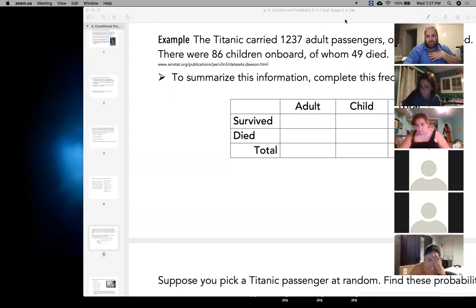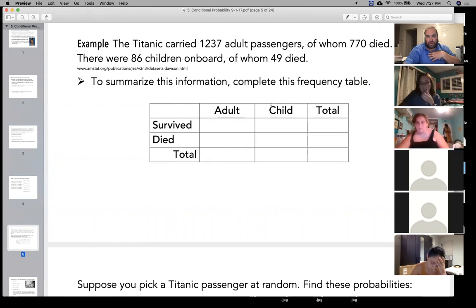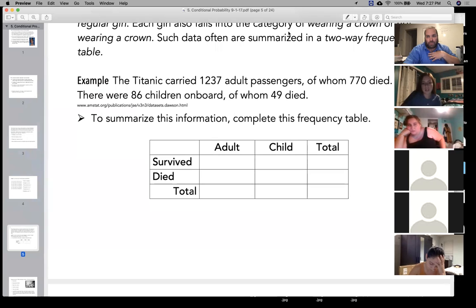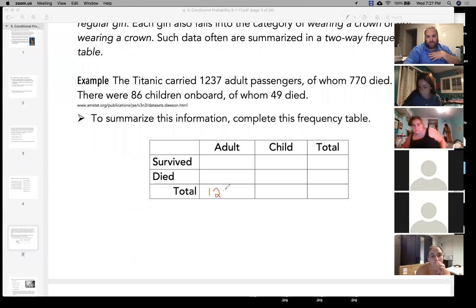First thing, it carried 1,237 adult passengers, correct? So what can I immediately fill in just from that information alone? The total for adults. So here's my adult column, here's the total. I can fill in that the total for the adults is 1,237.